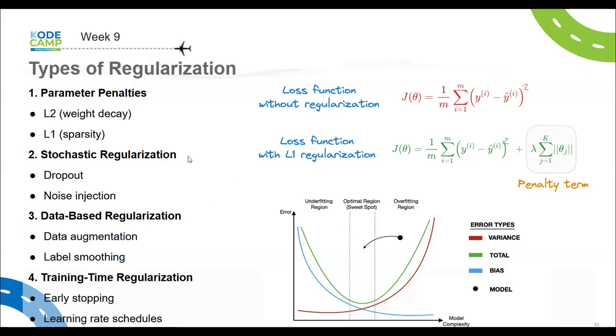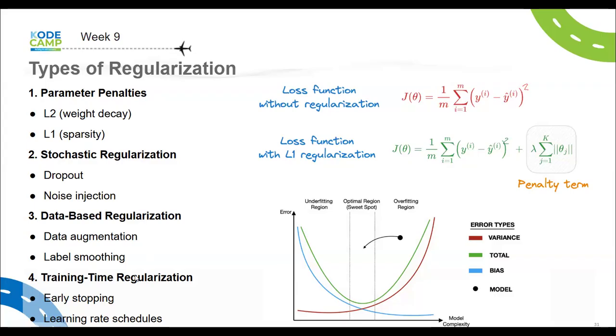Then we have stochastic regularization, where you are not using some mathematics or adding some penalty, but you are actually adjusting parameters in the model itself. So dropout is one, noise injection is the second one. Then you have data-based regularization. Here, data augmentation and label smoothing, right? These ones, we'll talk about them again.